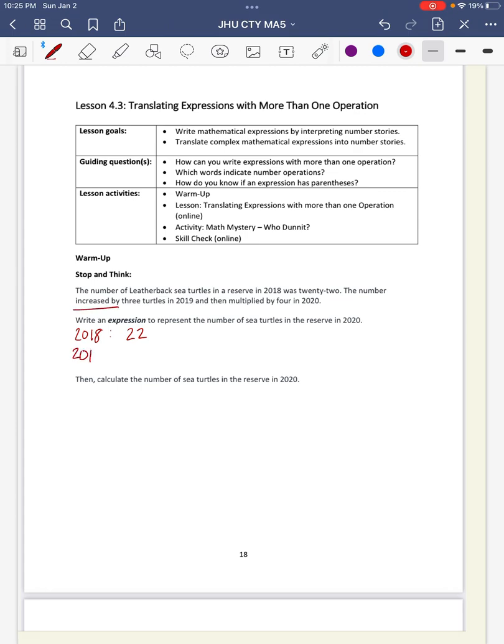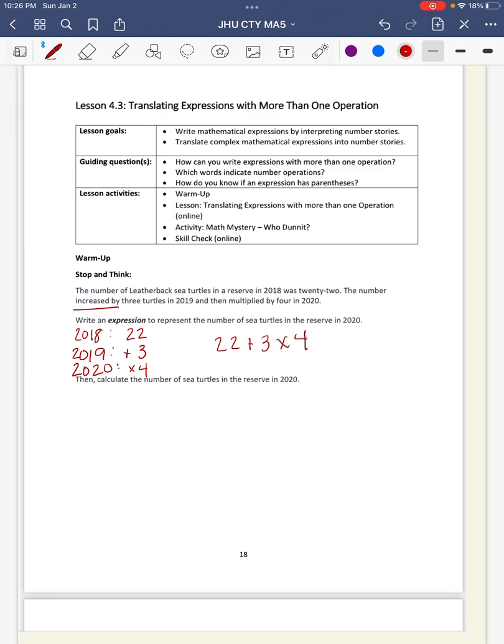Increased by means to add, so I'm gonna just keep my addition sign here and add 3. And then in 2020 it says multiplied by 4. So I'm gonna write times 4. Okay, so progressively we got a lot more sea turtles really fast. So it says write an expression to represent the number of sea turtles in the reserve. So if I just take what I wrote here, 22 plus 3 times 4, okay?